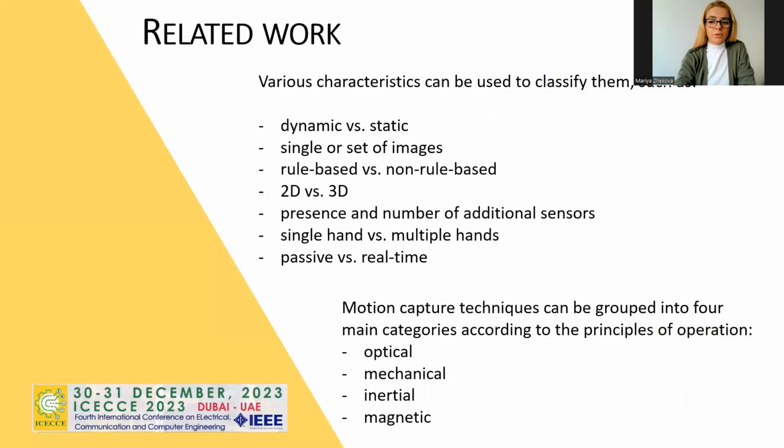To structure the work in the field to date, many criteria can be used to more easily define the goal, algorithm, and grouping of approaches with similar characteristics. Some characteristics can be used to classify them, such as dynamic versus static, single or set of images, rule-based versus non-rule-based, two-dimensional versus three-dimensional, presence and number of additional sensors, single hand or multiple hands, passive versus real-time system. Motion capture techniques can be grouped into four main categories according to the principle of operation: optical, mechanical, inertial, and magnetic.